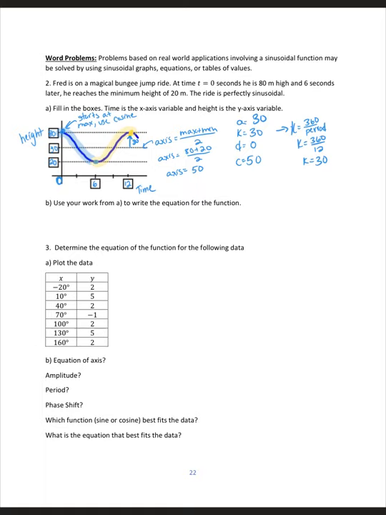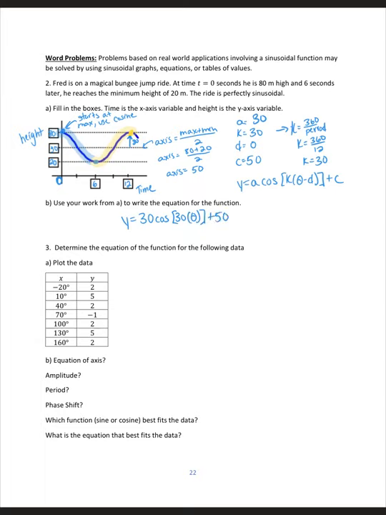Okay, so we've already identified we're going to use our cosine. Let's remember what our general form of our cosine function is. So it'd be A times the cos of K, and then in brackets, theta minus D, plus C. So we're going to plug in all those variables we just found to write our equation. So we're going to have 30 cos, and then our K value is 30. Theta, we don't have a phase shift, so I'm just going to close those brackets, plus 50.